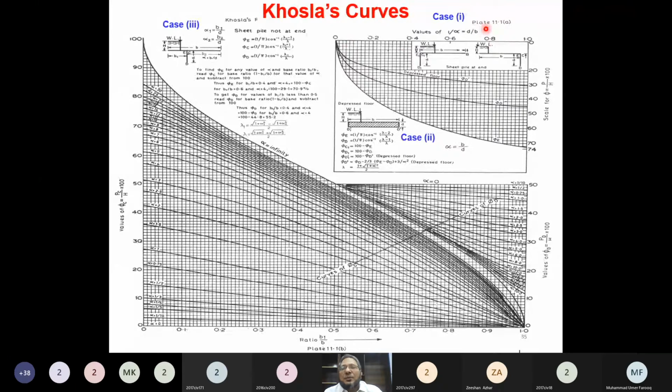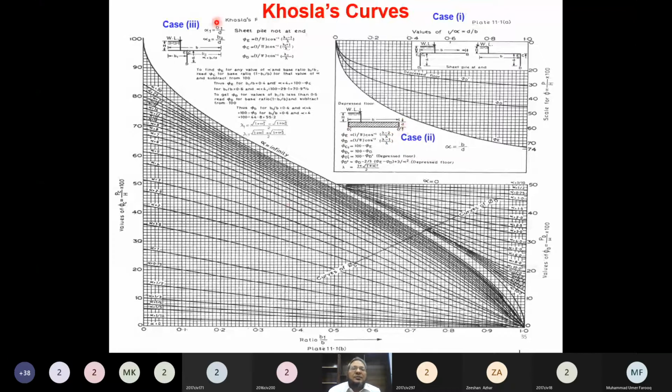By the way, what is D over B? D is the length of the sheet pile, and B is the length of the impermeable floor or concrete floor, which is this one. If it is case number 2, in which we are considering adequate thickness of the concrete floor equal to small d, then again the D over B would be this D divided by B.